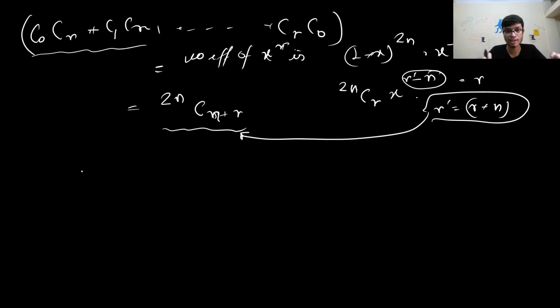So in order to get to the sum of the product of the binomial coefficients, you just have to replace x by 1 by x and take that product, and in that product calculate the coefficient of x to the power r in order to get to the desired result.